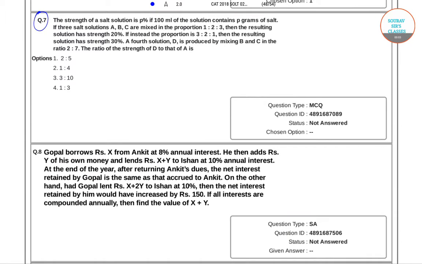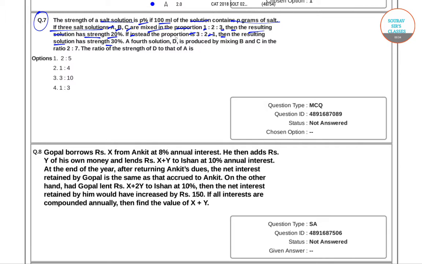In this question number 7, it has been said that the strength of a salt solution is P% if 10 ml of the solution contains P grams of salt. Now, if 3 salt solutions A, B and C are mixed in the proportion 1:2:3, then the resulting solution has a strength of 20%. And if instead the proportion is 3:2:1, then the resulting solution has a strength of 30%.